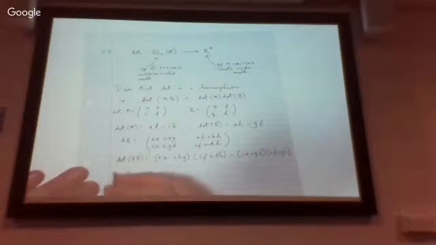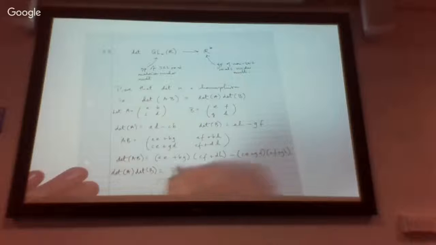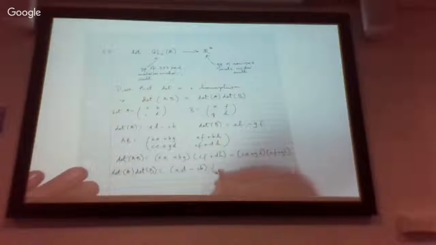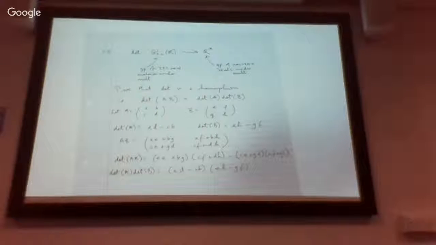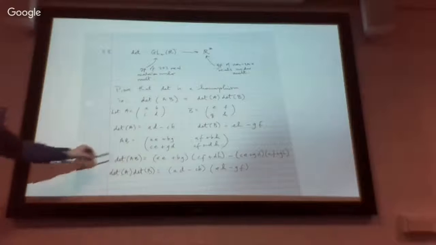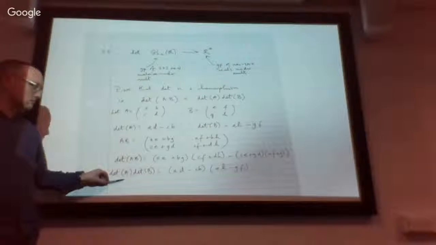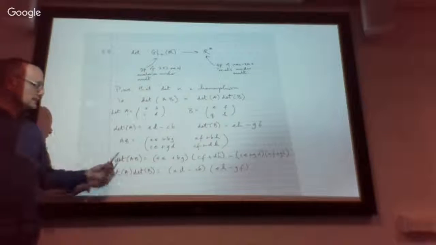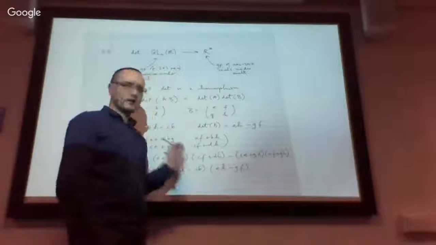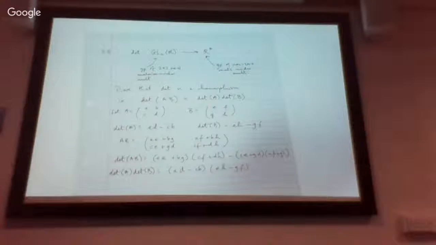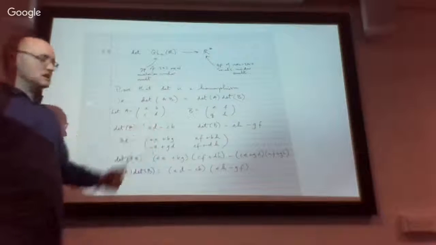And the product of the two determinants, determinant of A times determinant of B: we've already got determinant of A is AD minus CB, and determinant of B is EH minus GF. So in order to prove this, you just have to verify that these two expressions are the same. Okay, it looks hopeful. Each of the expressions is just some big mixture of A, B, C, D, E, F, G, H. So hopefully they're the same mixture.